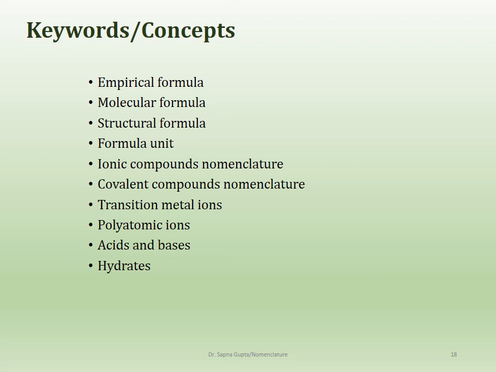So here are your keywords and concepts for this chapter. You need to know what these different kinds of formulas are. You need to know what a formula unit is. You need to know the nomenclature of ionic compounds and covalent compounds, transition metals, polyatomic ions. You need to memorize all of those, and then acids and bases. You may have to memorize the acids a little bit. Later on, you will get used to them as you see them more in the lab, but initially you may have to memorize them. Okay, and then finally hydrates.